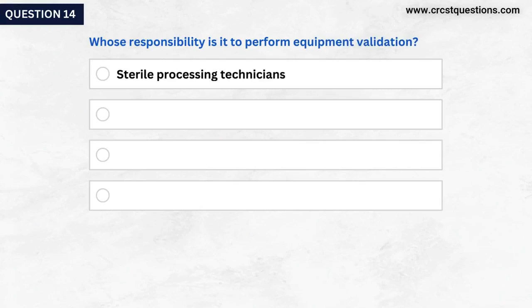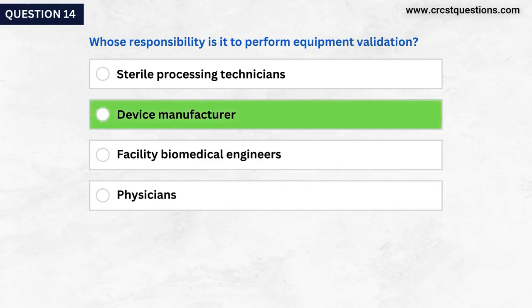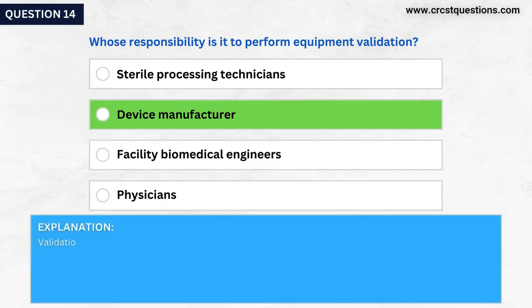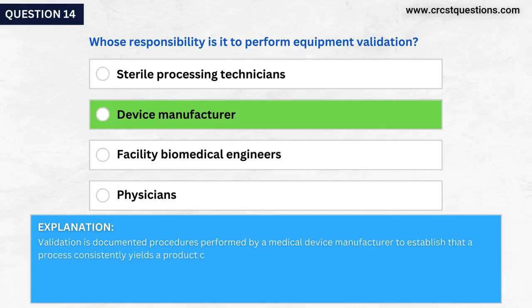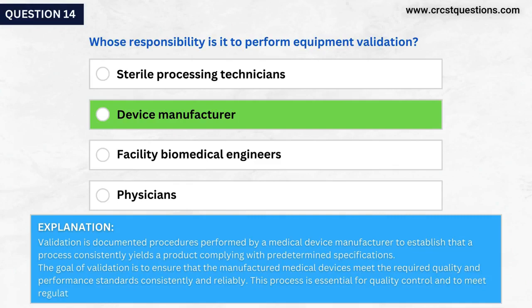Question 14. Whose responsibility is it to perform equipment validation? Sterile processing technicians, device manufacturer, facility biomedical engineers, physicians. The correct answer is device manufacturer. Explanation: validation is documented procedures performed by a medical device manufacturer to establish that a process consistently yields a product complying with predetermined specifications. The goal of validation is to ensure that the manufactured medical devices meet the required quality and performance standards consistently and reliably. This process is essential for quality control and to meet regulatory requirements in the healthcare industry.